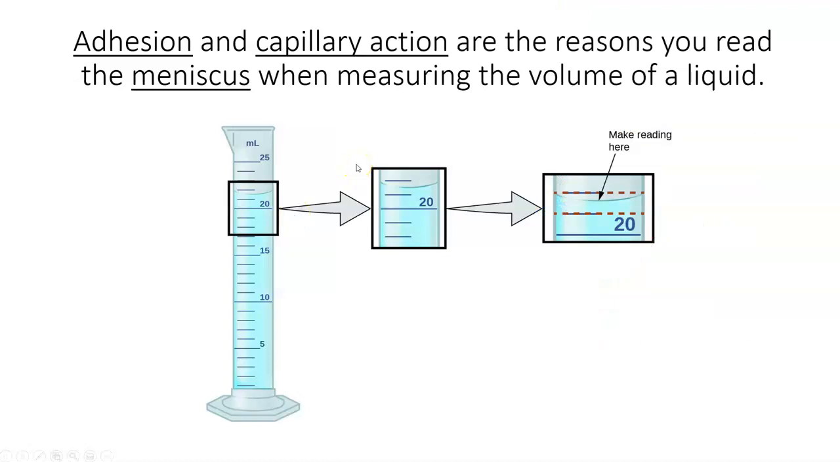Adhesion and capillary action are the reasons you read the meniscus when measuring the volume of a liquid. If you've ever noticed, you put liquid in a tall cylinder, it'll kind of curve right here. We call that the meniscus. The water is adhering to the sides of the cylinder, to the glass, and you can see it's kind of blown up here and then blown up even further here. The water is adhering to the sides of the cylinder, and so it's that adhesion that causes the capillary action, and then if you are reading a measurement, you actually read the bottom of the meniscus. This curvature right here is called the meniscus, and if you were taking your measurement, you would read right here where the bottom of the meniscus is.